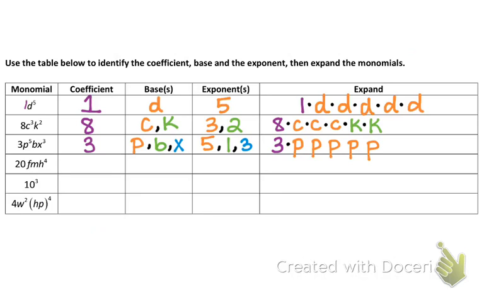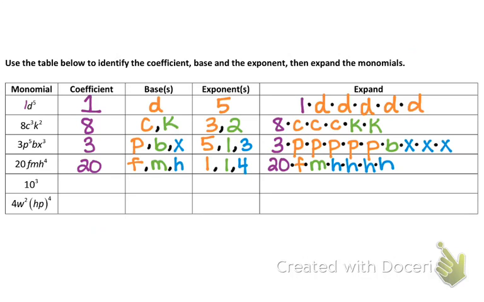Can't forget our 1B and 3 copies of X. And we multiply all of those together. Now I'd like you to pause the video and try the next one on your own. Then unpause the video and check back over here so you can check your answer and see how you did.